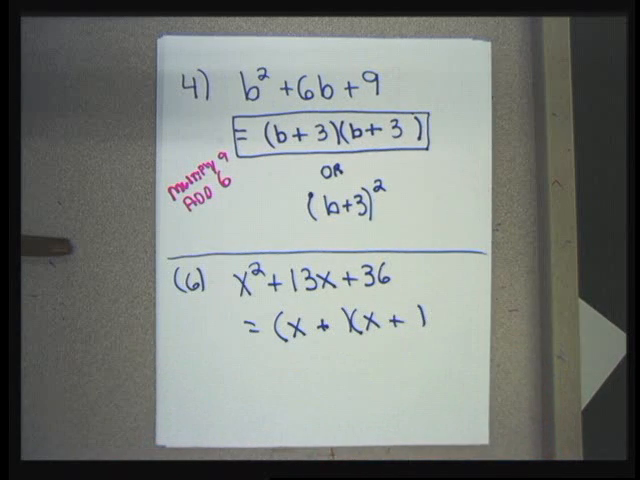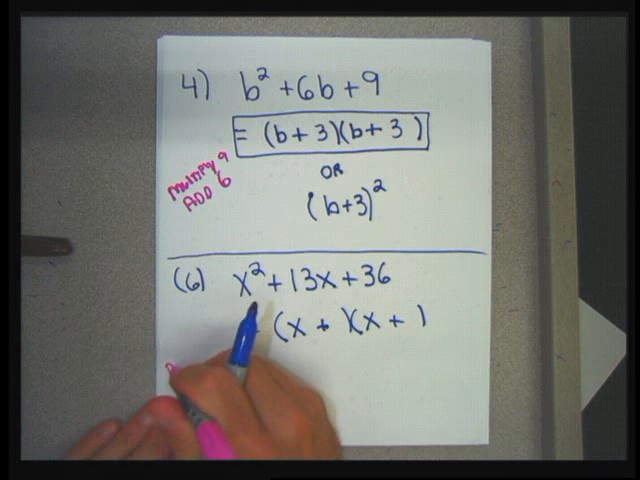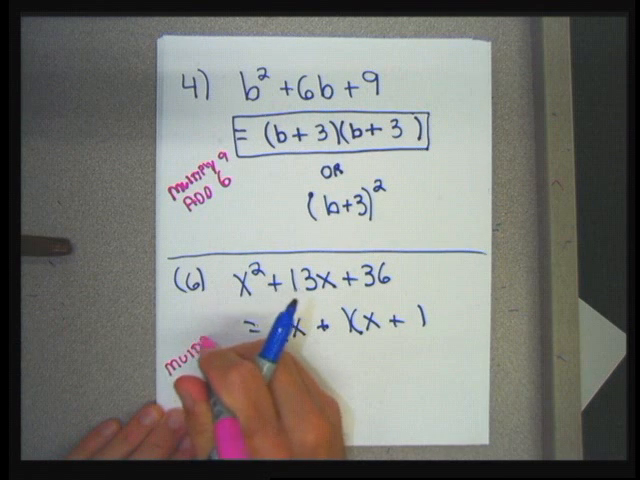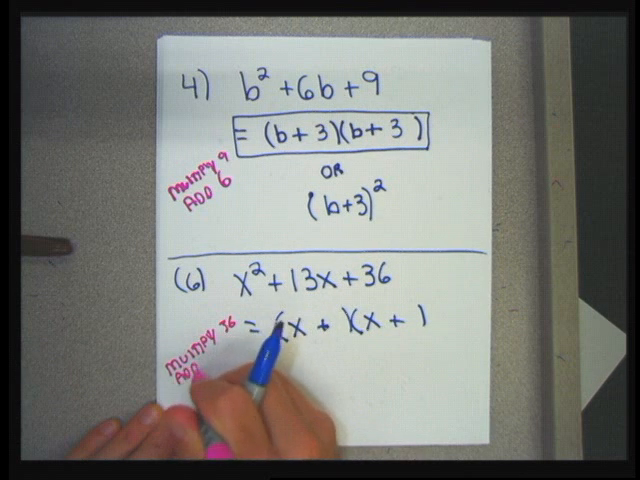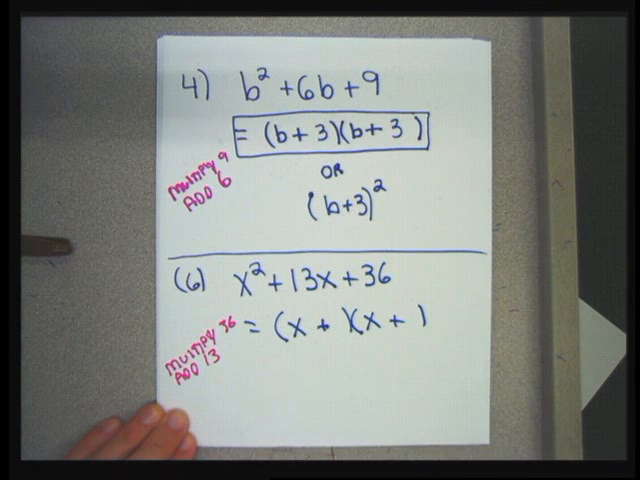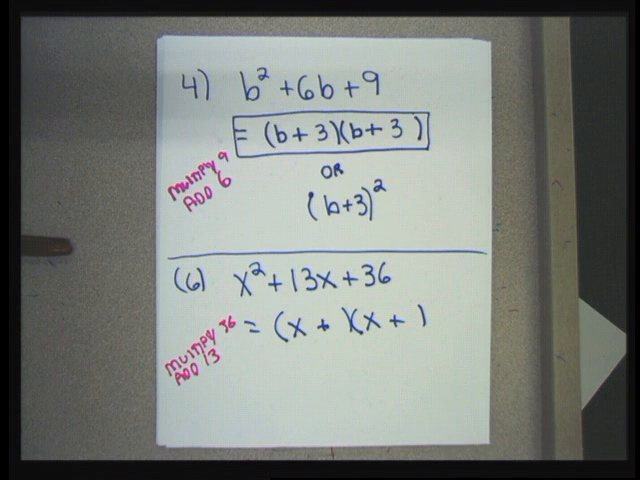So as quickly as I wrote down the problem, I was able to write the parentheses with the correct signs and the correct firsts. The only thing I have to do is figure out what the lasts are. And my lasts have to multiply to 36 and add to 13. And you can't go wrong. Once you get the numbers, it doesn't matter which parentheses you put them in.